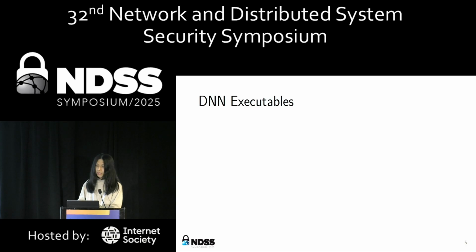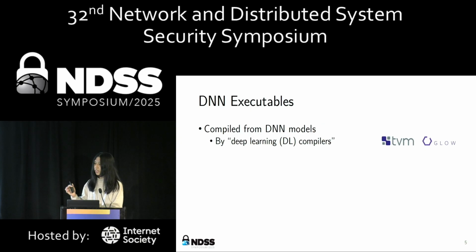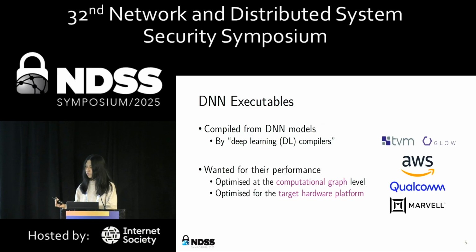So first, DNN executables. They are a type of executables compiled from DNN models by so-called deep learning compilers, like TVM from Apache and Glow from Meta, or Facebook. And people want them mainly because of their performance. DNN executables are optimized at the computational graph level, so the model becomes more efficient. And they're also optimized for the target hardware platform that they'll be running on, so the maximum potential of the platform could be extracted.